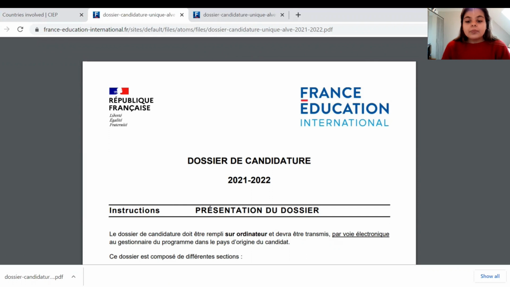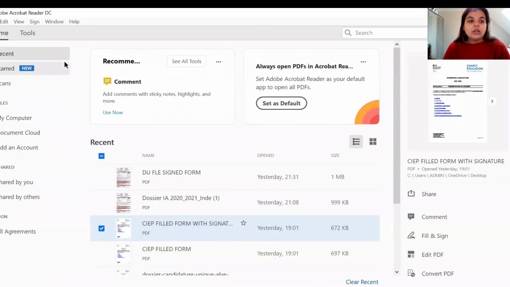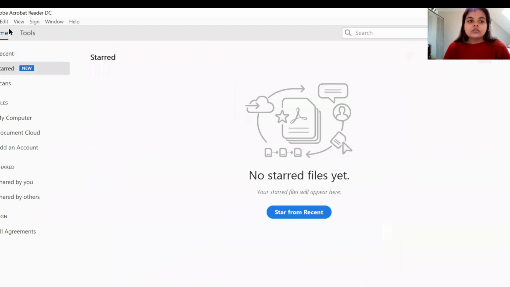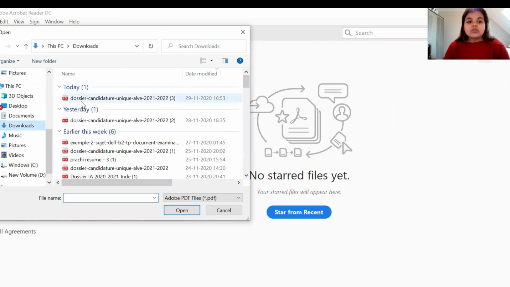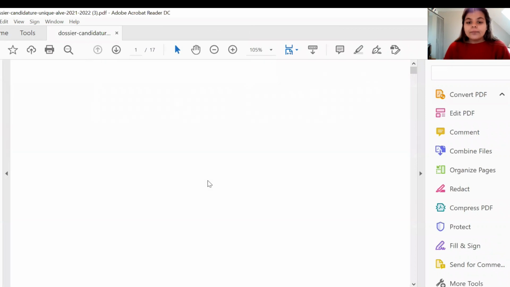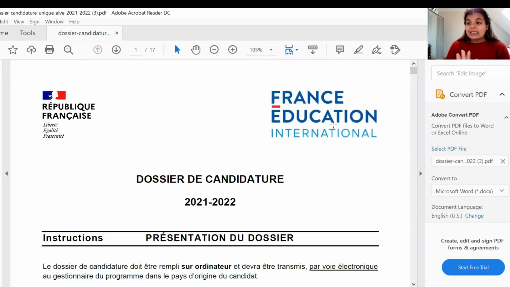So just a minute, now I'll share my screen of the Adobe Reader with you guys. So this is how it looks like. When you go to home, just a minute guys. So you go file and you go open and then you choose your file. My file was in downloads, so then you choose dossier candidature. That was my downloaded file. Voila. So I hope guys you can see my screen, and let's start filling the form.